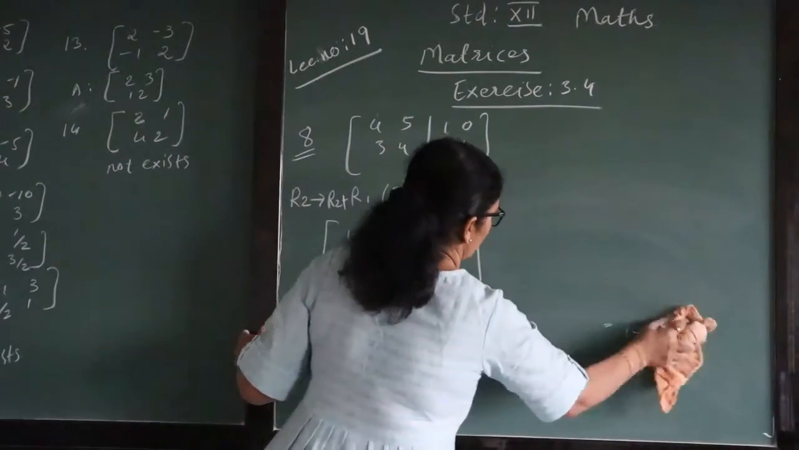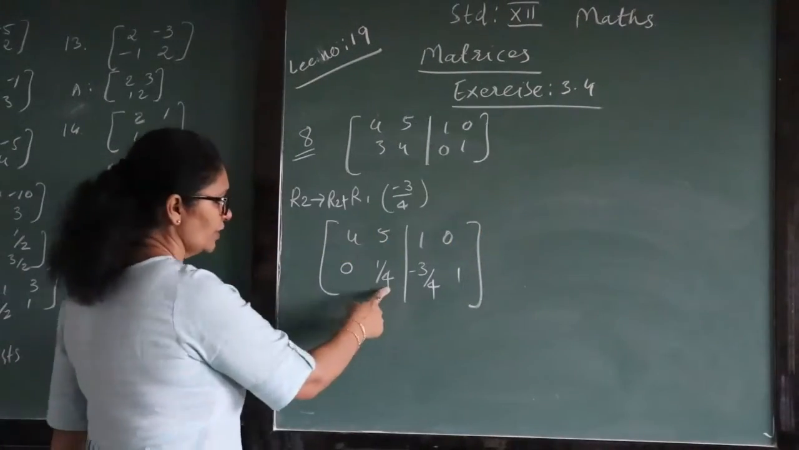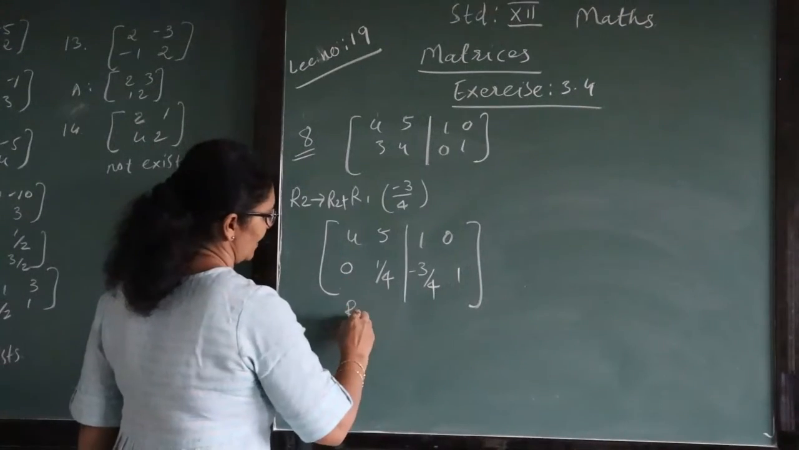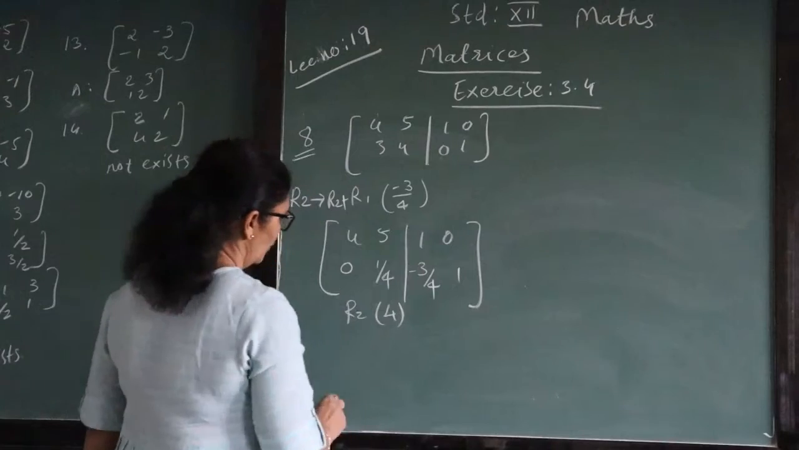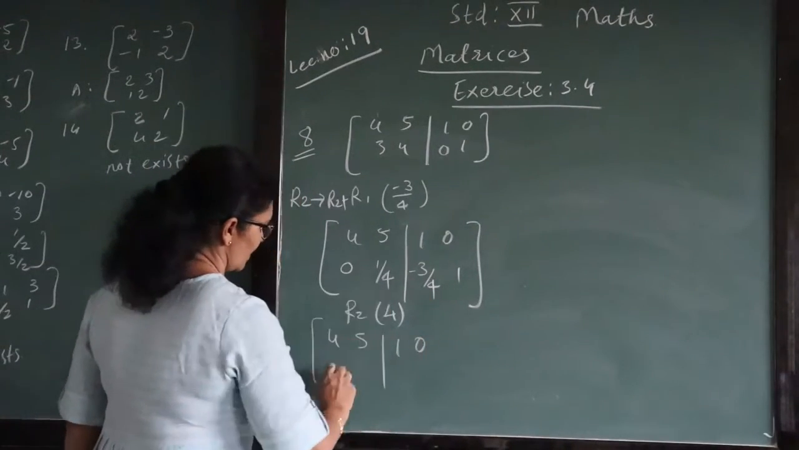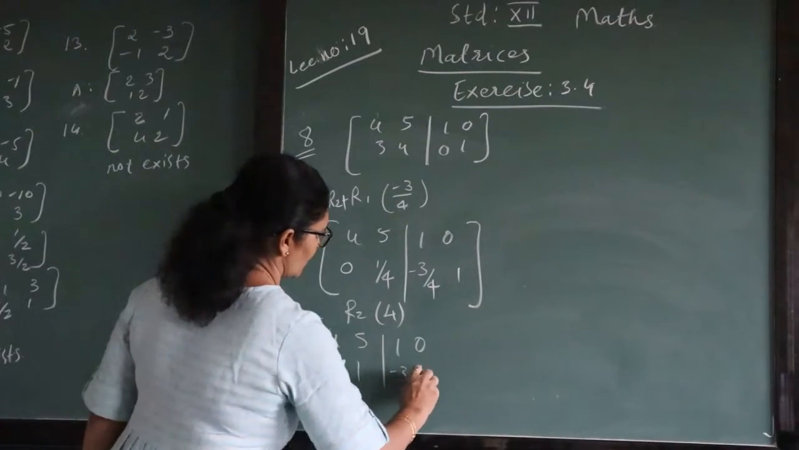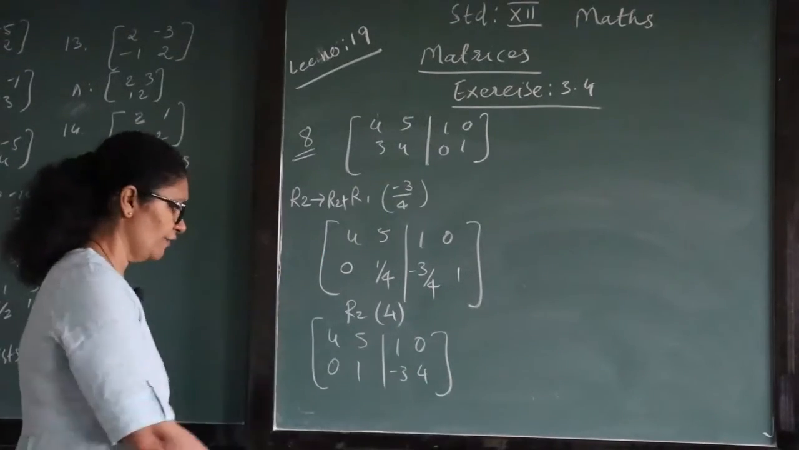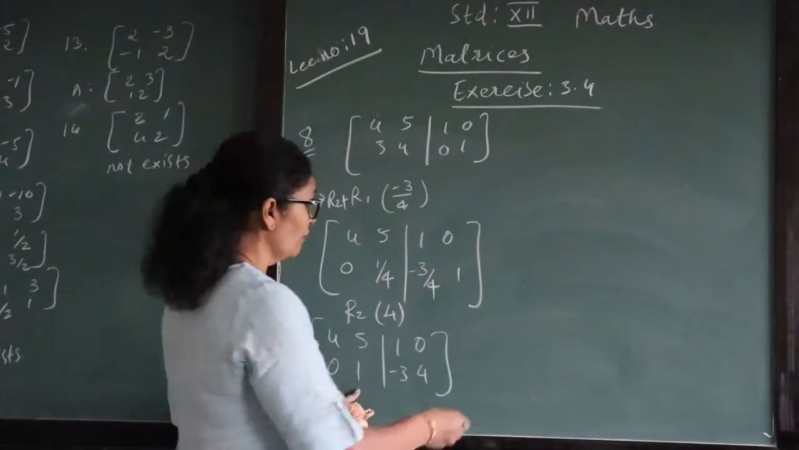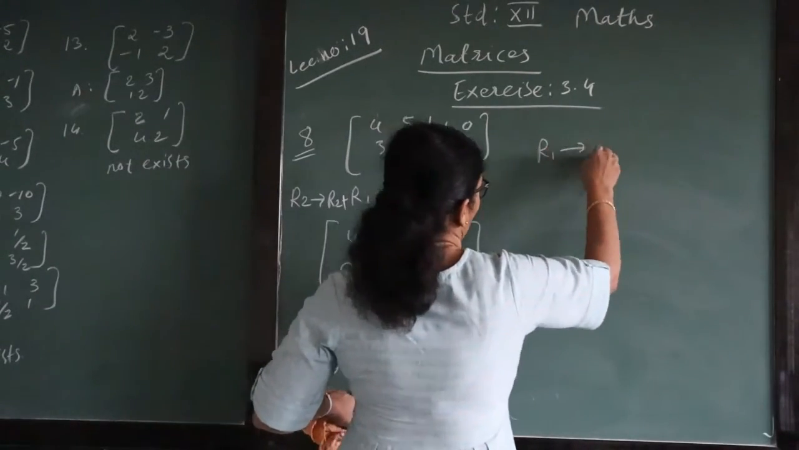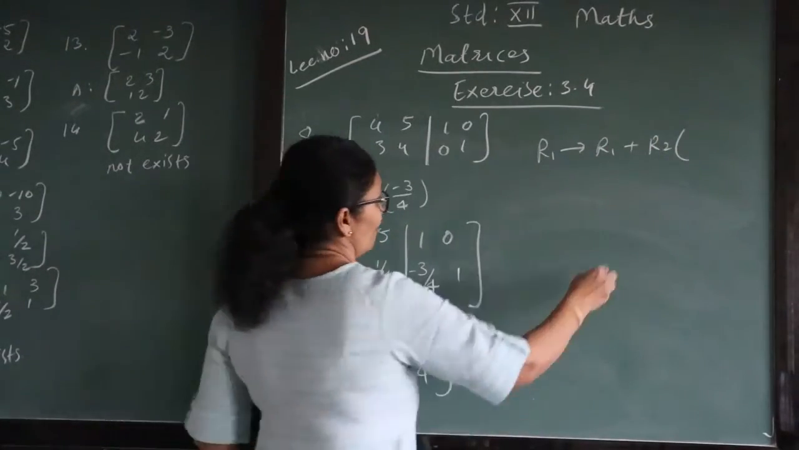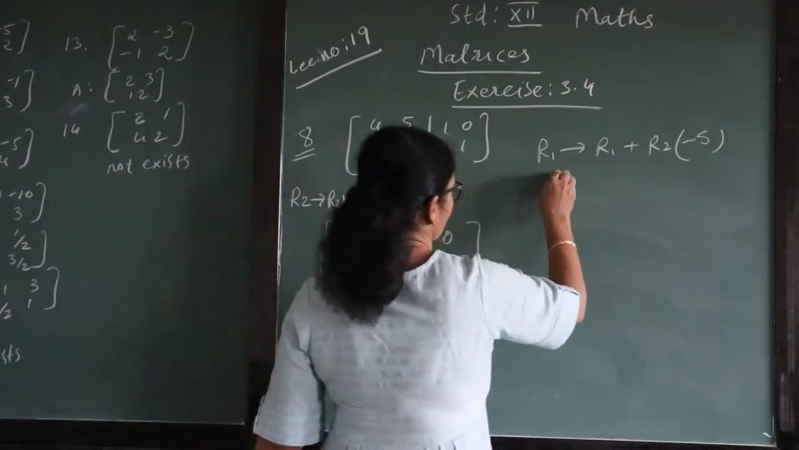So now what to do? We don't want this 4. What do you want? 1. So let's multiply second row with 4. Okay, second row when you multiply with 4, our last became 0 1 minus 3 and 4. Now check, we don't want this 5 also because here also we want 0. So what we will do? We will write R1 plus R2 multiply with minus 5 and added in first one.